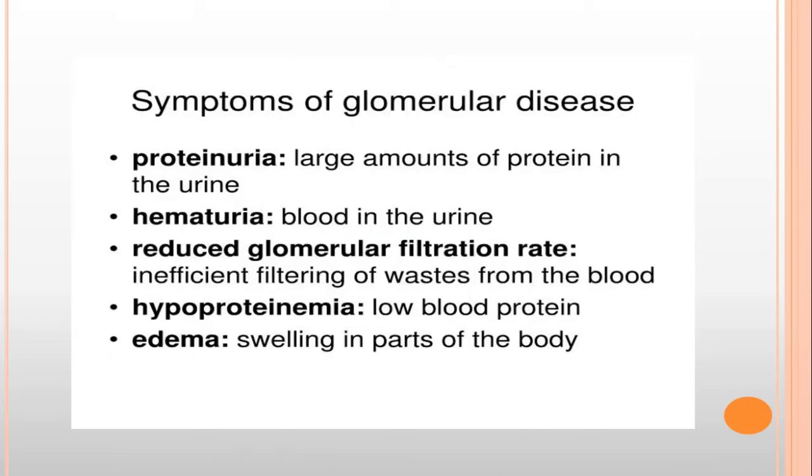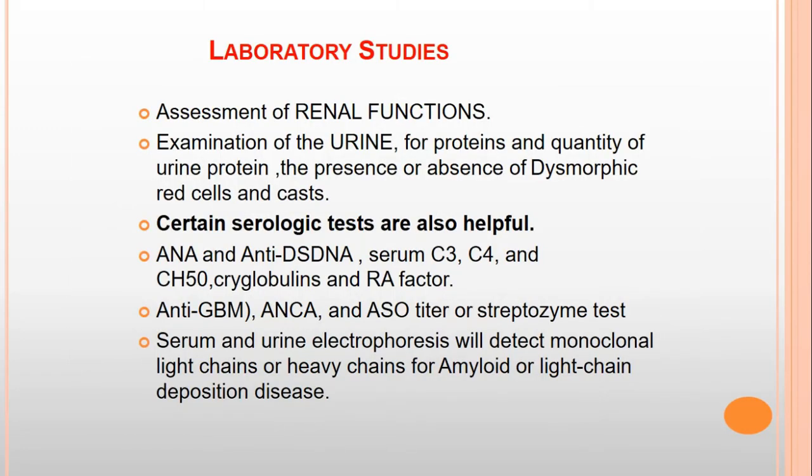Symptoms of glomerular disease: proteinuria, a large amount of protein in the urine; hematuria, blood in the urine; reduced glomerular filtration rate, inefficient filtering of waste from the blood; hypoproteinemia, low blood protein; edema, swelling in parts of the body, can be nephrotic syndrome.